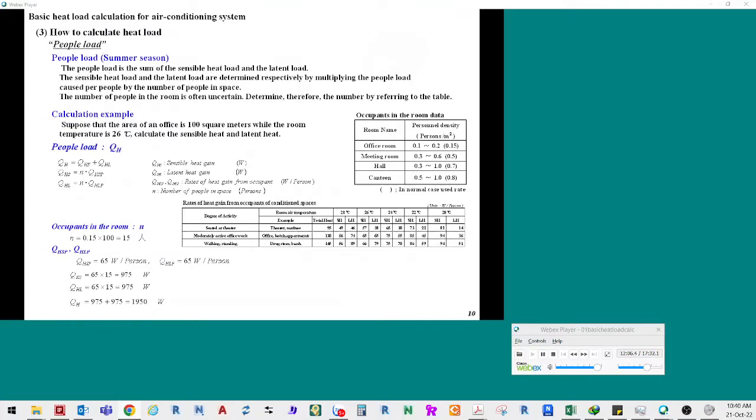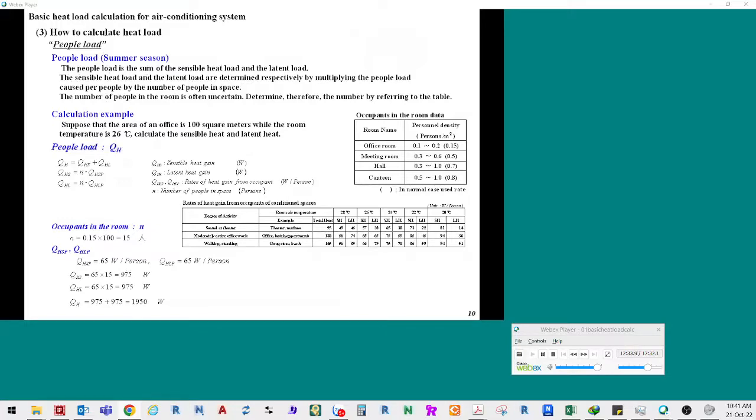The people load is the sum of the sensible heat load and the latent load. The sensible heat load and the latent load are determined respectively by multiplying the load caused per person by the number of people in the space. The number of people in the room is often uncertain. Determine, therefore, the number by referring to the table.